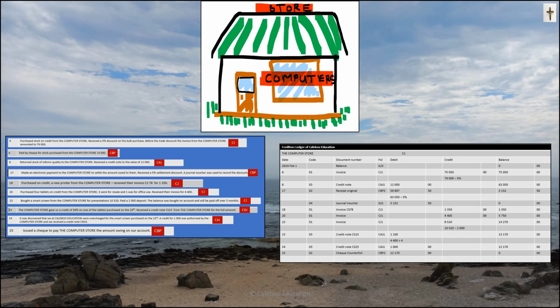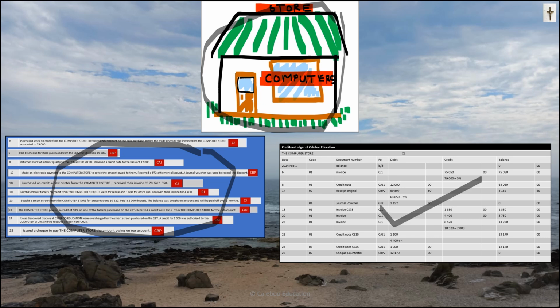In this transaction, we are going to receive discount by settling our account with the computer store. Remember, the computer store is our supplier of stock, and a transaction will take place. Remember, this is similar to the debtor that I just showed you. I've extracted all the transactions that apply to the computer store. We are going to receive discount from the computer store. You will see it will be a percentage again.